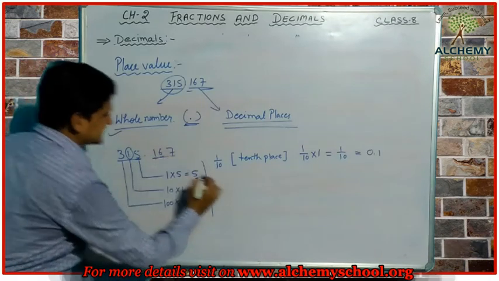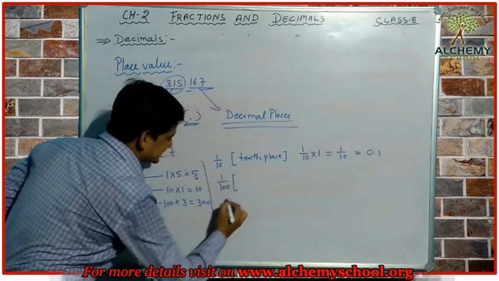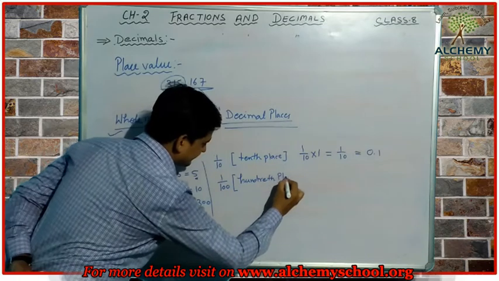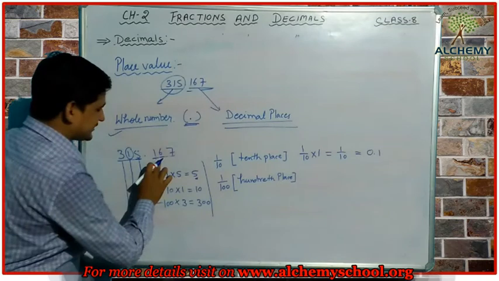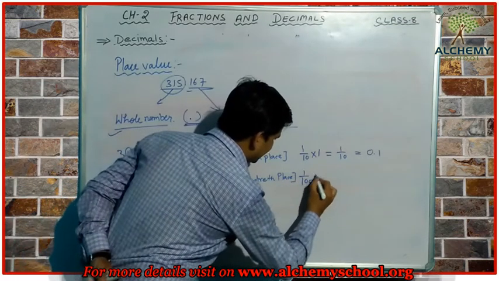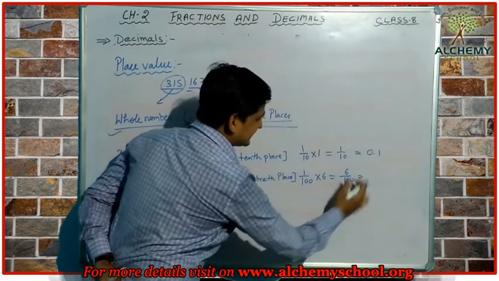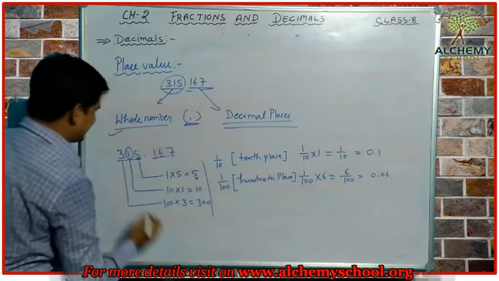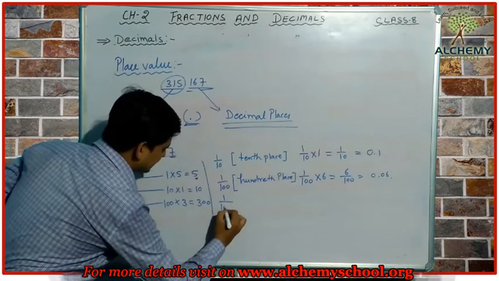The second place after the decimal is represented by 1 upon 100 and it is considered the hundredths place. On the hundredths place there is 6. So we multiply 1 upon 100 into 6 and it will be 6 upon 100. When we write it in decimal form, we can write 0.06. Next, the third digit is represented by 1 upon 1000.